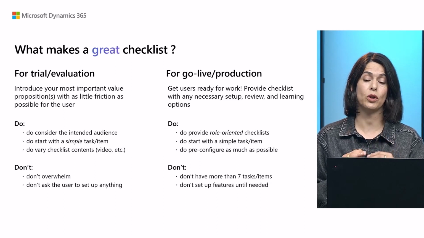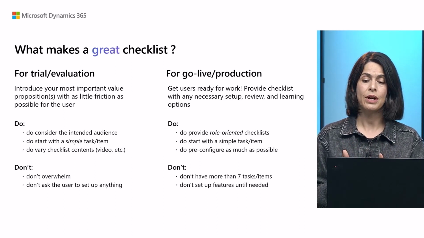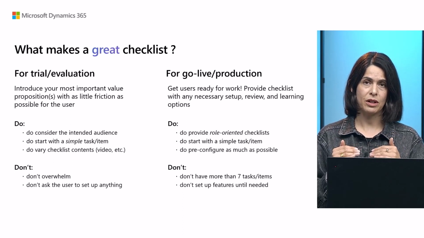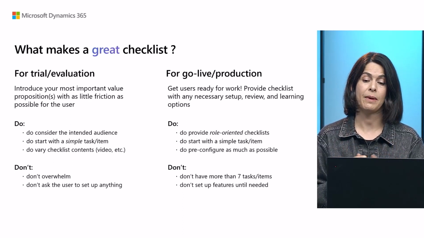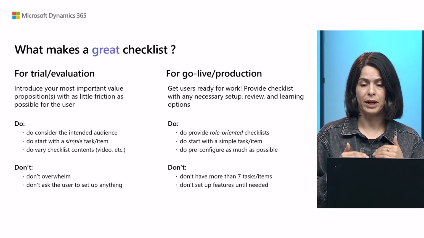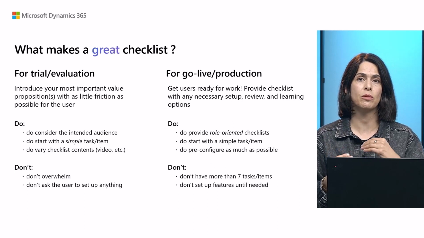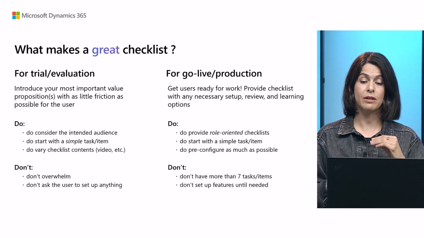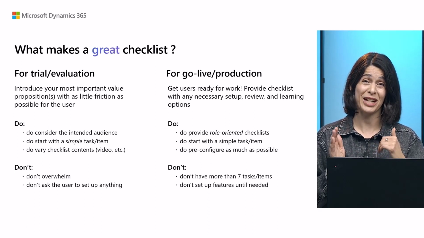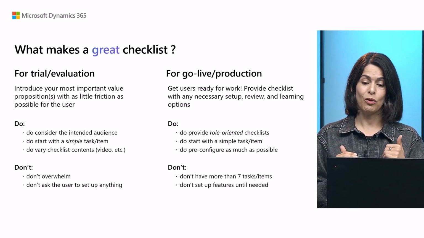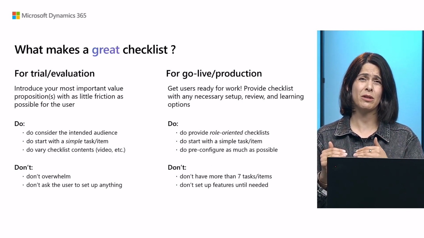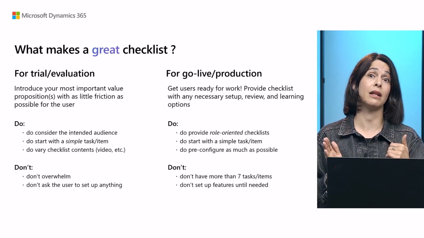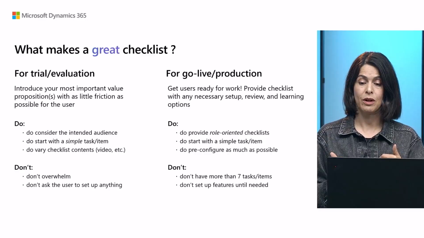Now, the checklist used for Go Live has a slightly different goal. Now it's actually about setting Business Central and the user up for doing work. And the checklist items can be a little more involved, related to setting up users, permissions, and so on. And in that case, it's really important that you consider the user's role and make the checklist role-oriented. So if a user isn't responsible for permissions, showing a task about permissions would not be a good choice. Also, keep setup as short as possible. Pre-configure as much as you can.